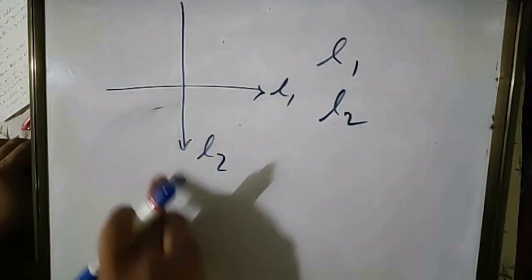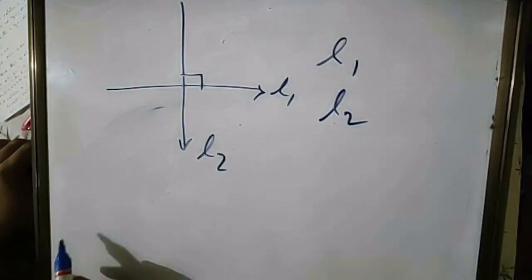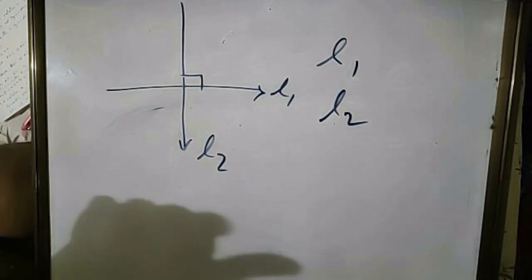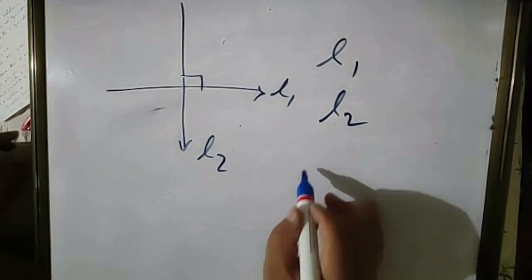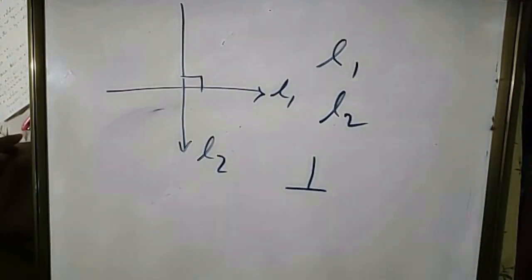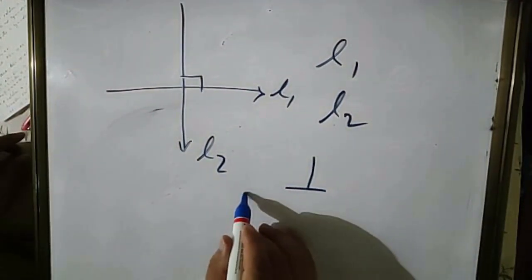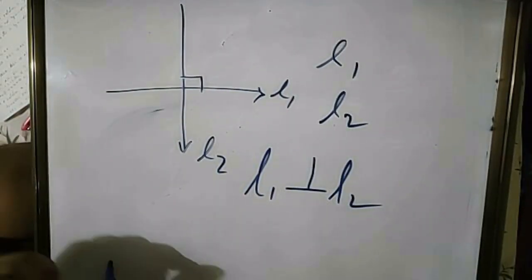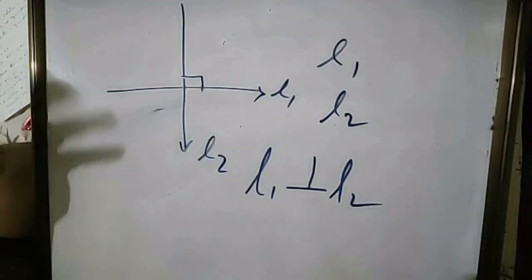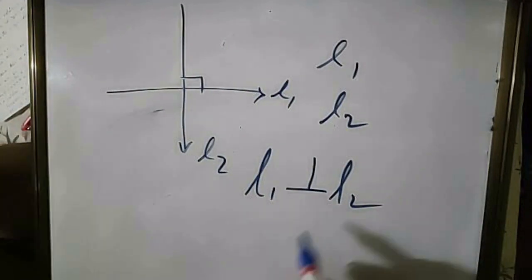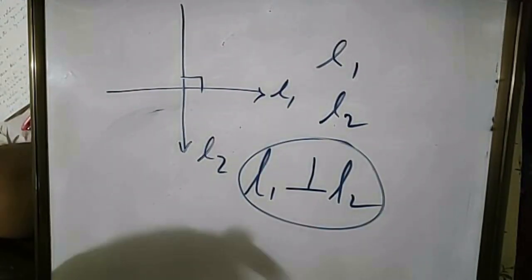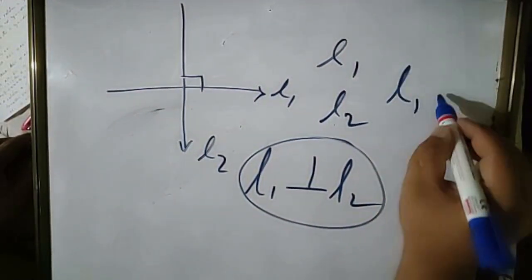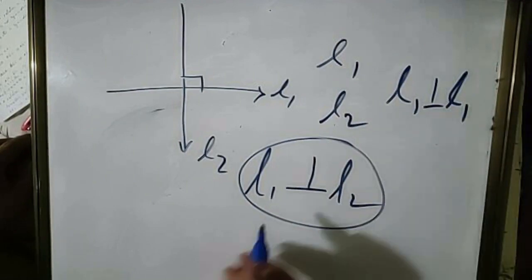Can you tell me an example of a relation which is not reflexive? Suppose these two lines are perpendicular to each other. If we define the relation as perpendicular, denoted by this inverted T, then L1 is perpendicular to L2. In case of two lines, L1 and L2 being perpendicular, we can denote it by this. Now let us take a single line L. Say L1 is perpendicular to L1.